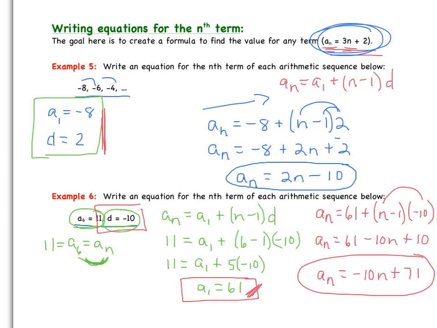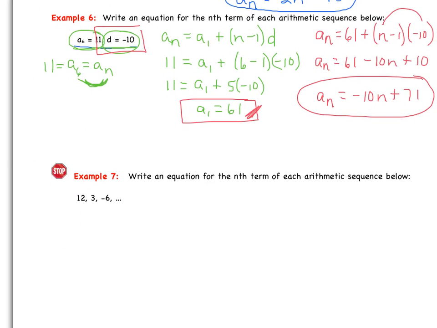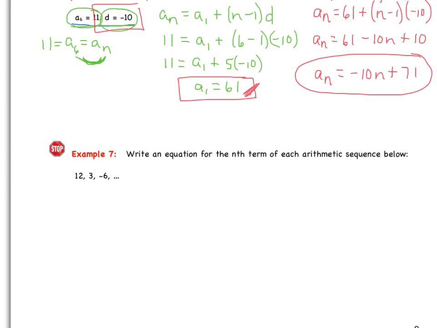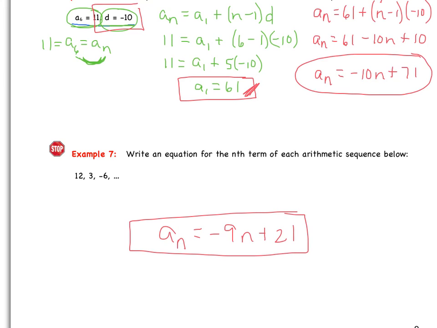Alright, so the last example you are going to do on your own. That's why I have the stop there. But I will tell you that your final answer is going to be a sub n equal to negative 9n plus 21. Now, it is your goal to come up with the work in order to produce that. So having just the answer is not going to be good enough. I'm telling you that ahead of time. Okay? Good luck, and then come with questions tomorrow.